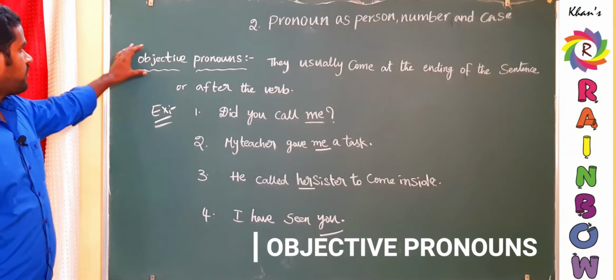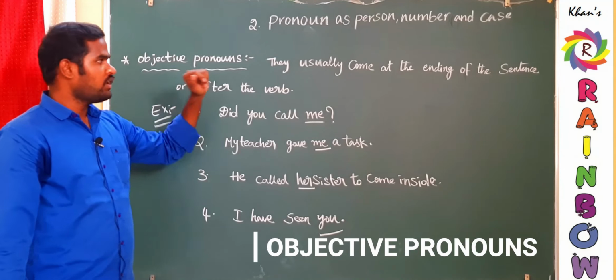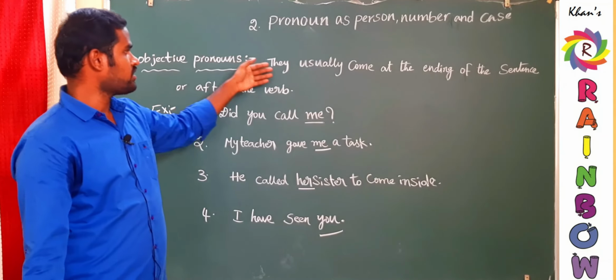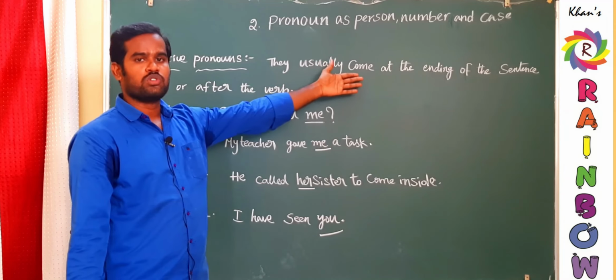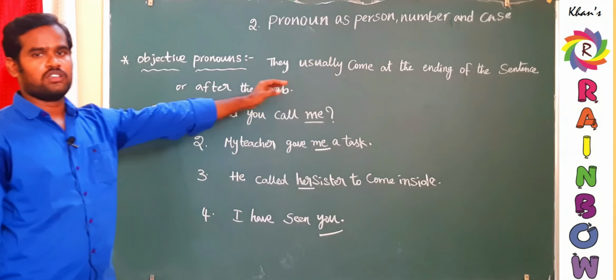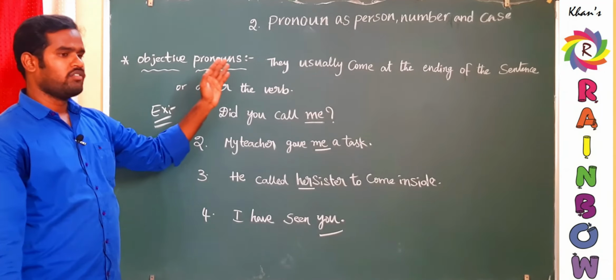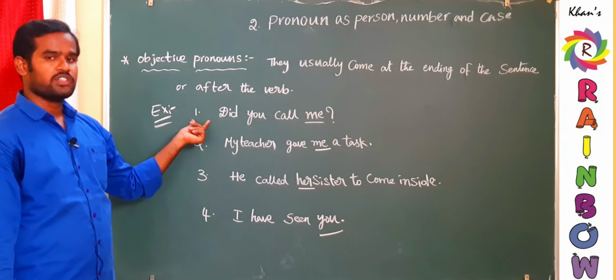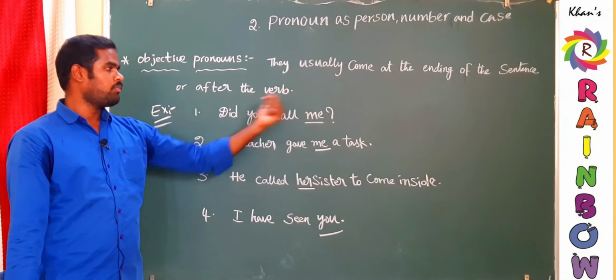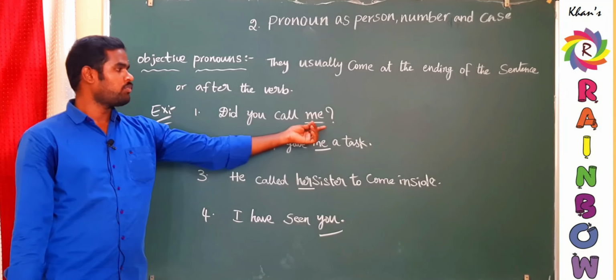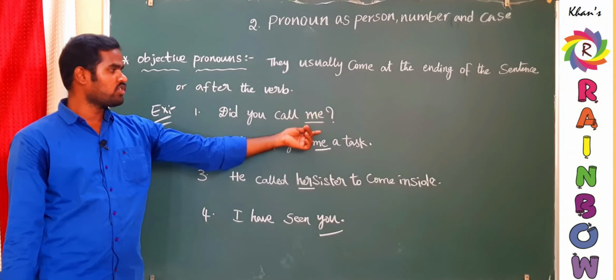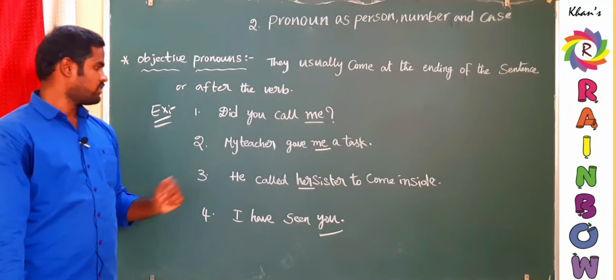And the third type of case is objective pronouns. The definition of objective pronouns is, objective pronouns usually come at the ending of the sentence or after the verb. And here are the examples. The first example, did you call me? If you observe, what is the objective pronoun here? Me. And what is the position of me? At the end of the sentence.